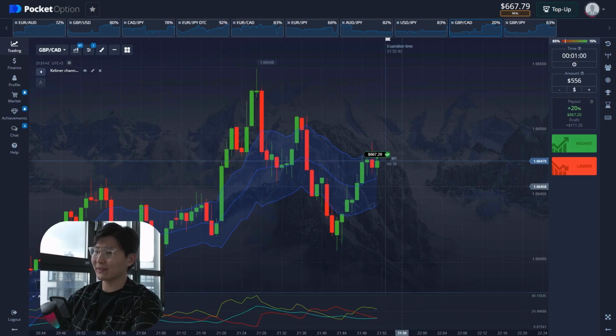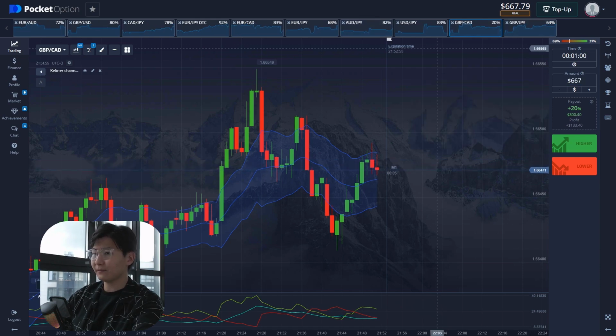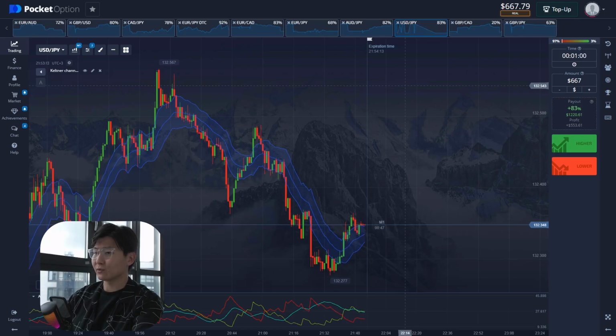As you can see, a red candle has immediately shown up and we got almost 700 on the balance. Unfortunately, this currency pair has a low payout rate. I should have been more careful, but it's okay. So guys, let's continue the trading session.